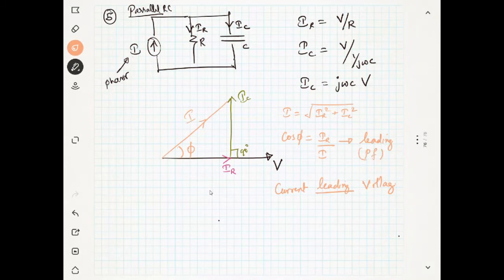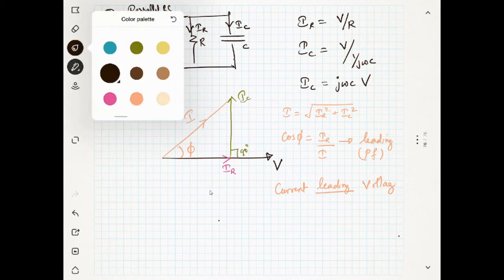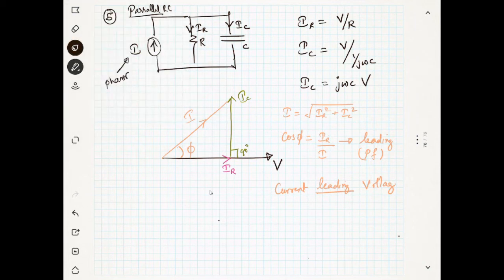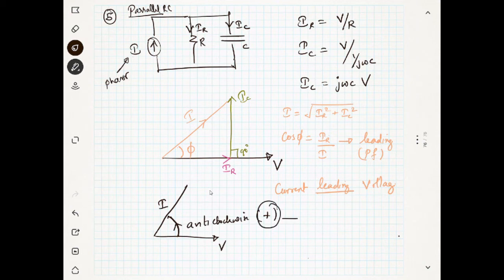Doctor, can you tell me please why it's leading? You see here, this is V and this is the positive angle, anti-clockwise. Anti-clockwise means positive angle. You understood? So if you move like this, you are going to I. So the angle is positive. Positive means it's leading. So you can see here current is leading the voltage, or I can say voltage is lagging the current.